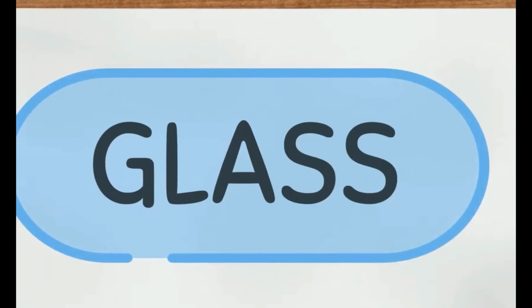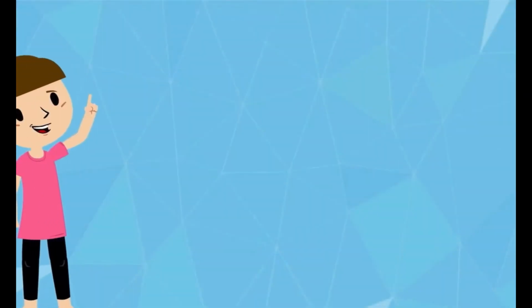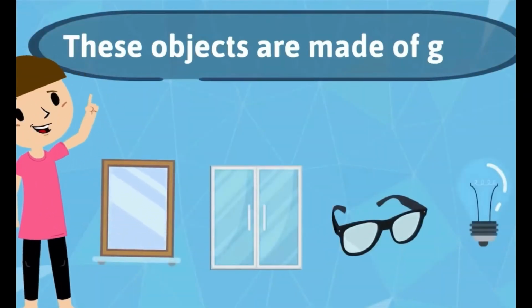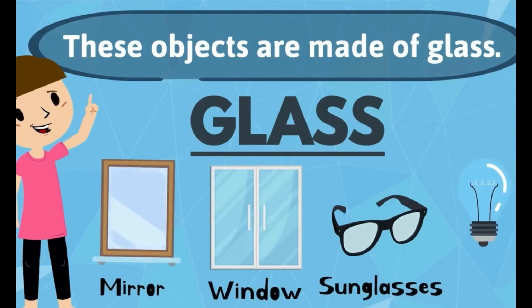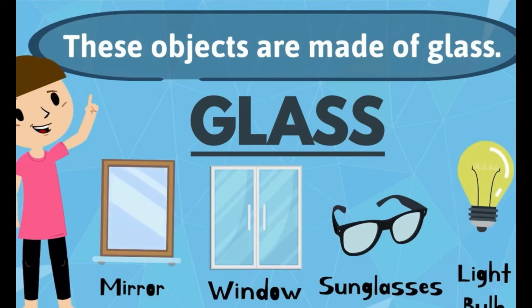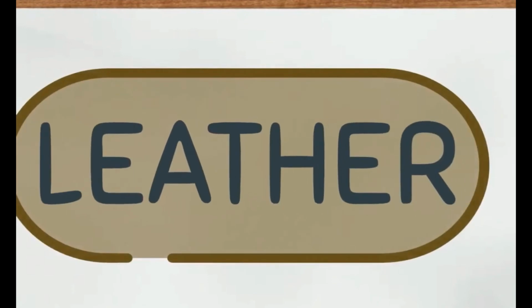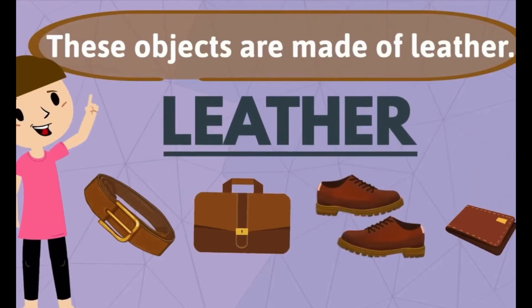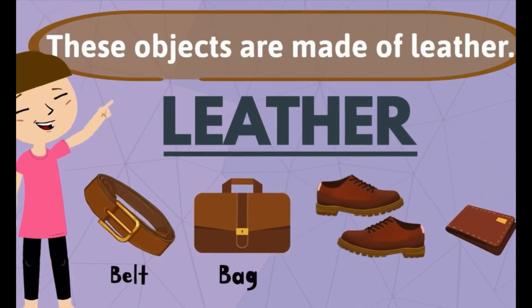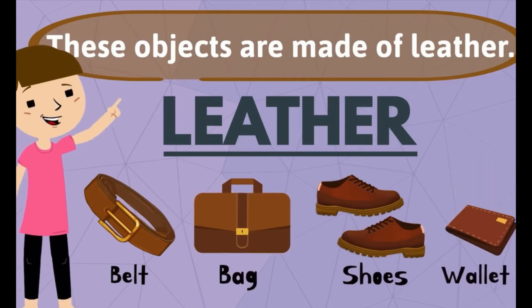And we also have glass. Everybody say glass. Great. These objects are made of glass. Good job. And we have leather. These objects are made of leather. Everybody say leather. Good job.